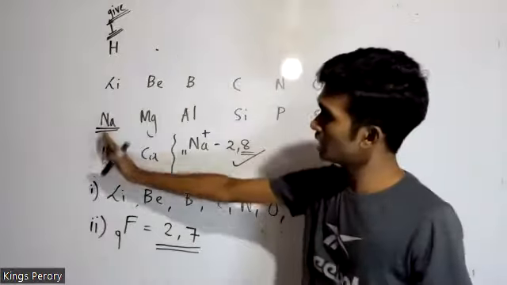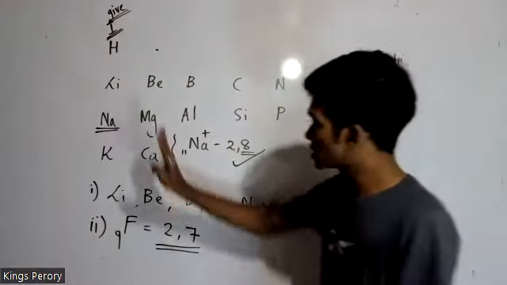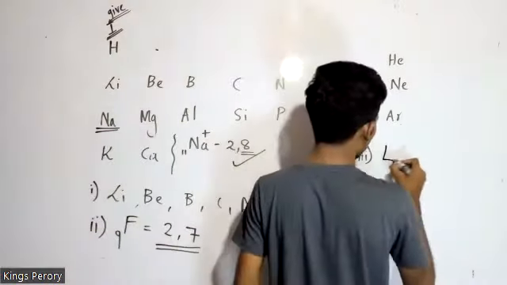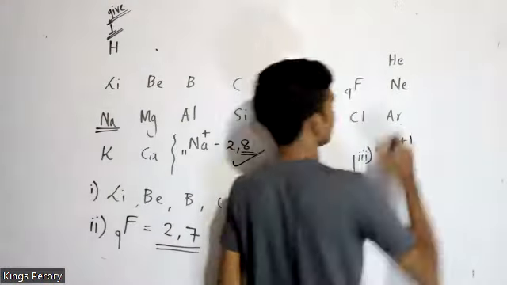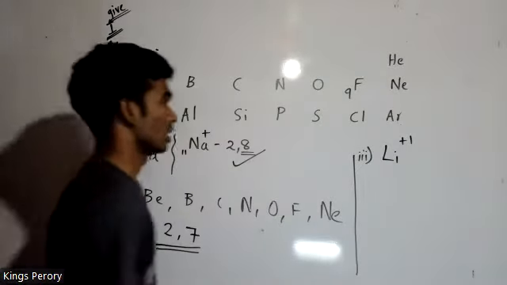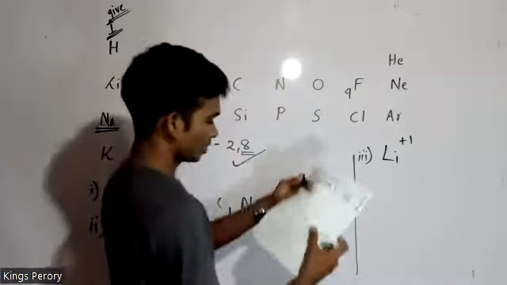Then, lithium is in the first group. First group elements like to give 1 electron and form the lithium +1 ion. What about oxygen? We are talking about lithium oxide.